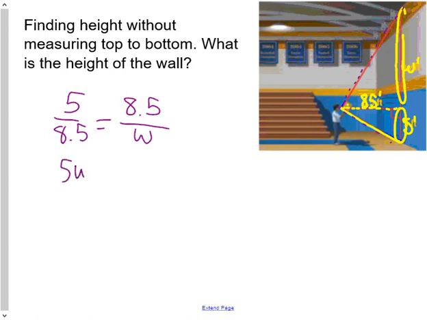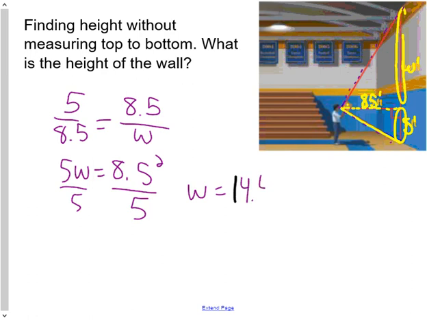We have 5W equals 8.5 squared. So when we divide by 5 on both sides, we get 14.45. Again, that looks to be in feet, so feet plus the 5 feet, it asks for the height of the wall, 19.45 feet.